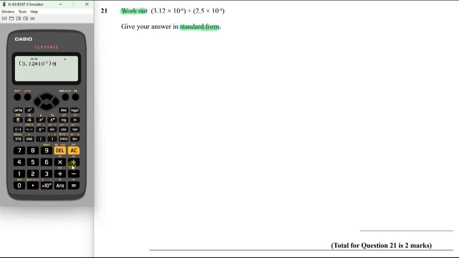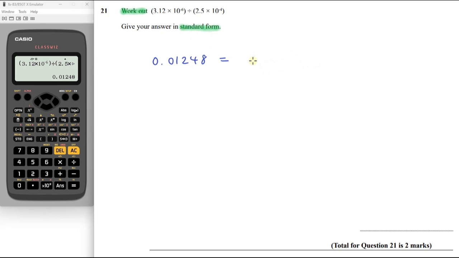Okay, and now we're going to divide. Then if I open up my brackets again, we've got 2.5 times 10 to the power of, this time, negative 4. Go to the right, close my bracket. So now I've typed in everything. If I press equals, we've got a fraction here. If I press the SD button, we've got a nice decimal now. So we've got 0.01248.